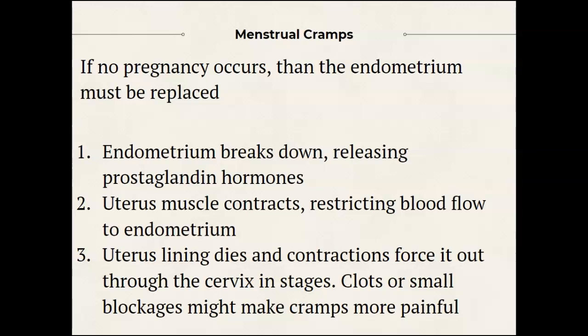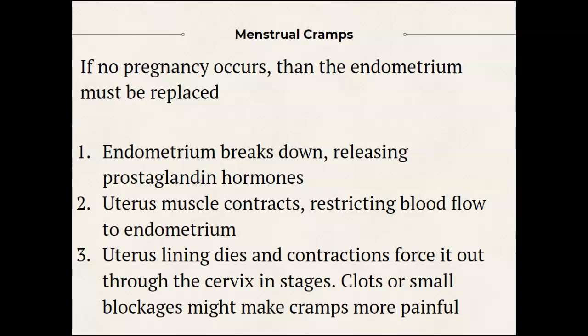So the endometrium breaks down and releases prostaglandin hormones. Sorry, I don't actually know how to say that word. But it releases hormones to break down the endometrium. And then the uterus muscle starts to contract. It restricts blood flow to the endometrium, and when you restrict blood flow to the endometrium, it starts to die. So that lining dies, and then contractions from the uterus muscles force it out.